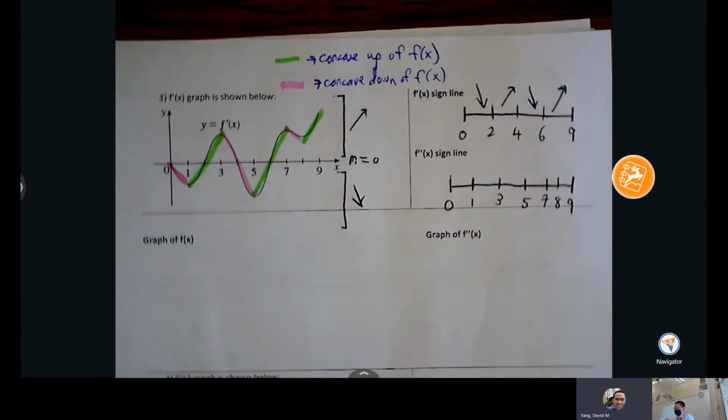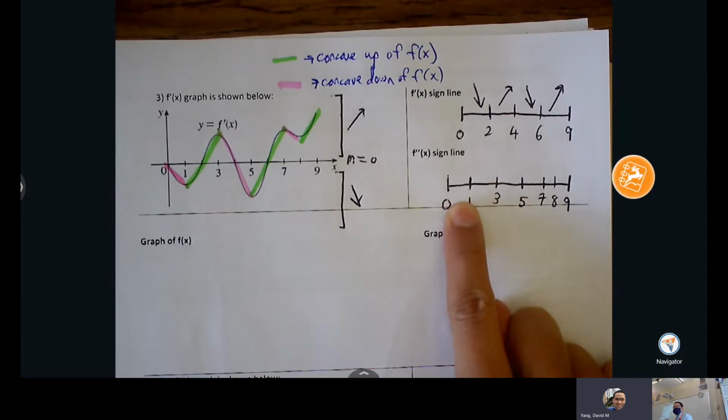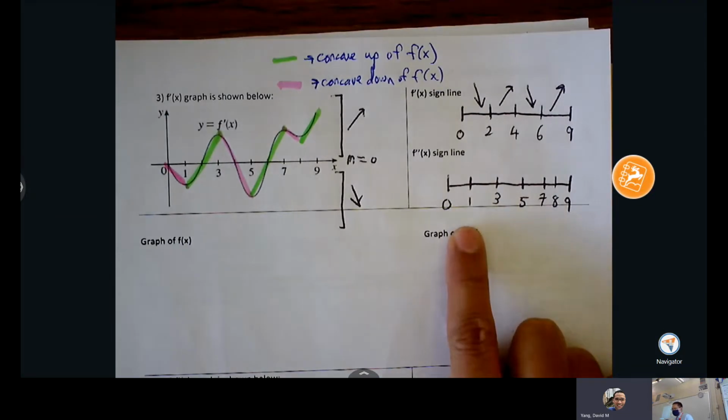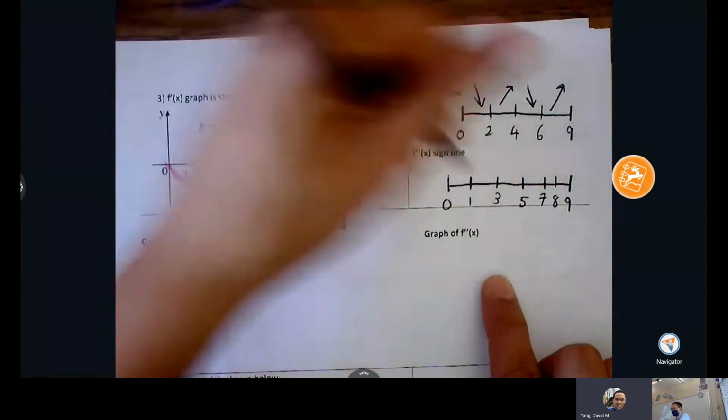All right. So what's 0 to 1? Concave down. Yeah, and it keeps flip-flopping, right?